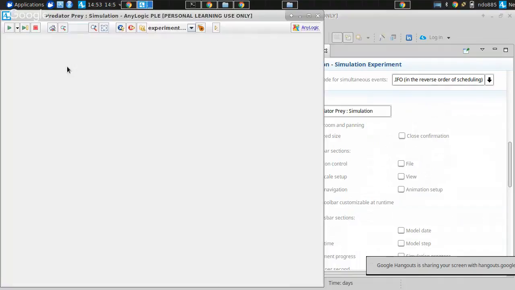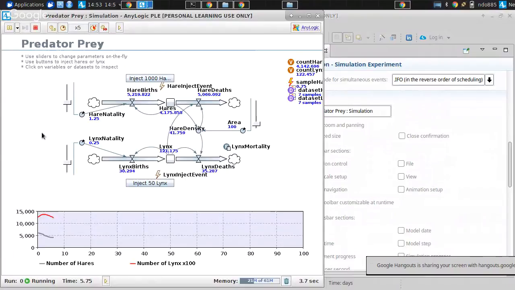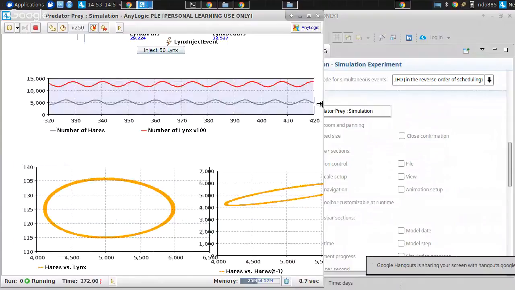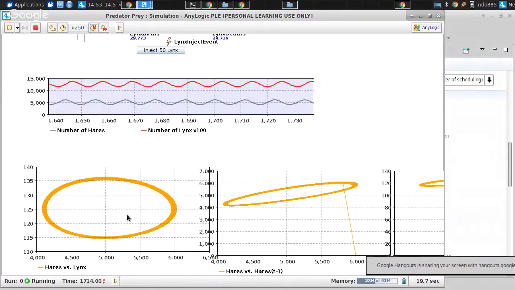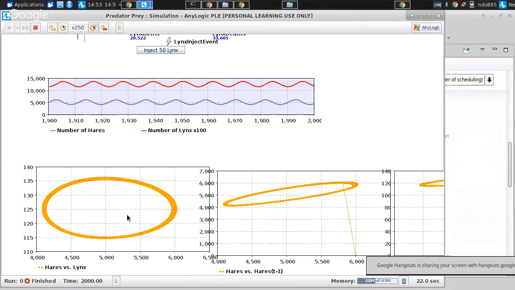And we're running the model. We see this play out over time. Each of the variables tells us something about the other. Take a look at elements of the state space. Here's the state space. I could ask you this in the final exam, for example, in this very room. Here's hares versus lynx, right? We have hares on the x-axis, lynx on the y-axis. And it's a big circle. Why is it circular?